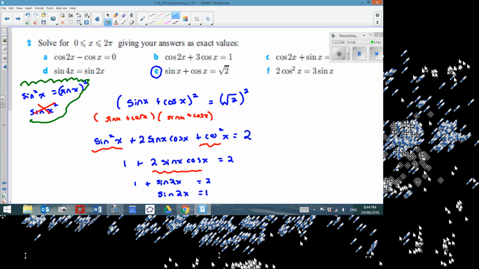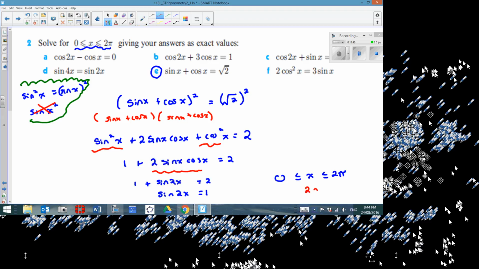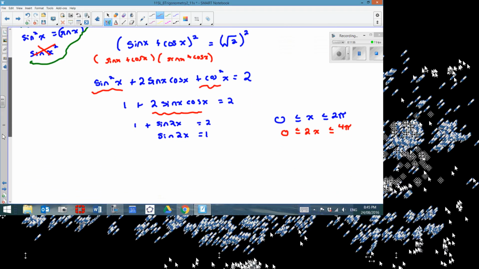Now let's look back up at our interval. Because I've got a double angle, I do have to adjust my interval accordingly. So I'm looking at x is between 0 and 2 pi inclusive. So if I'm going to change x to 2x, that means I'm going to come all the way out to 4 pi. And there we go, 0 will stay the same. So let's just continue.